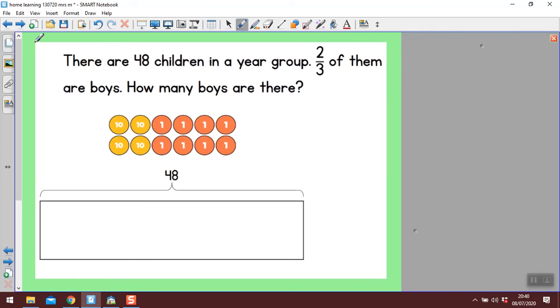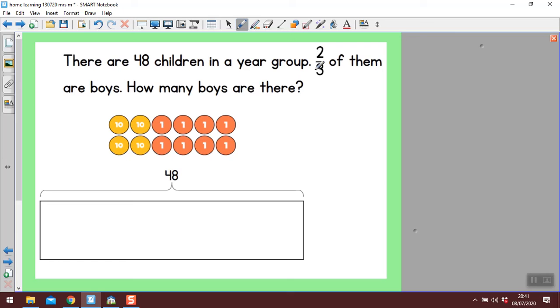Let's have a look at this one. There are 48 children in a year group. 2/3 of them are boys. How many boys are there? We've got the place value counters again. So see if you can answer it either by using place value counters or any other method that you feel confident with. Pause the video while you work it out.